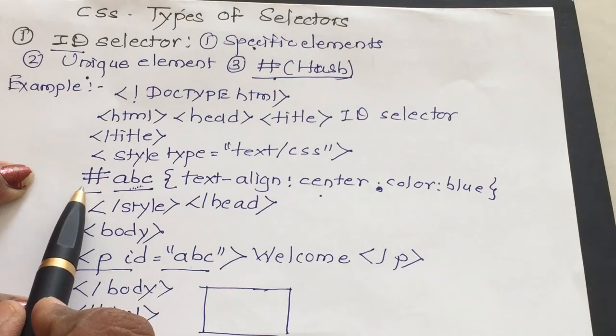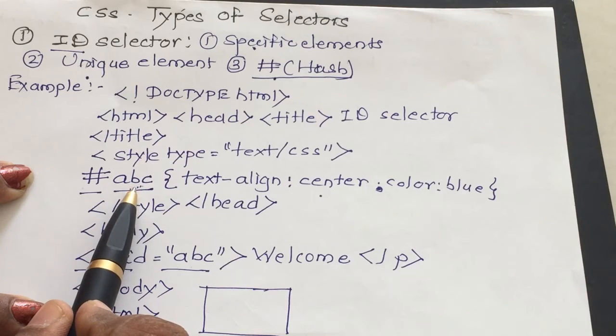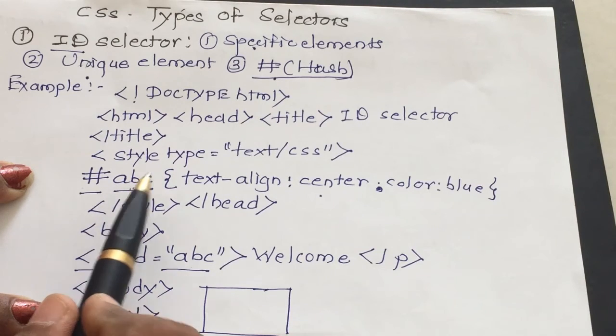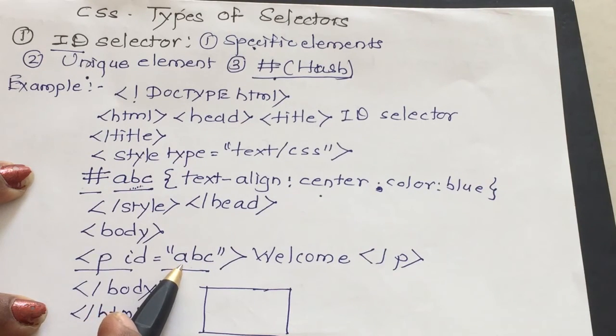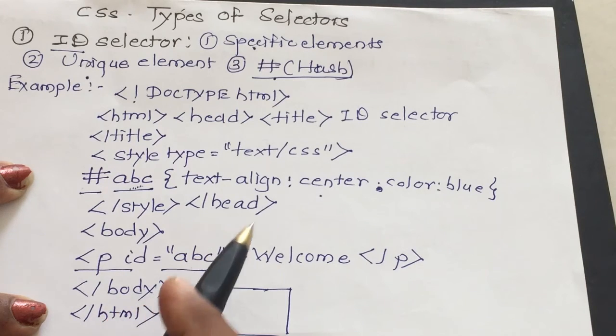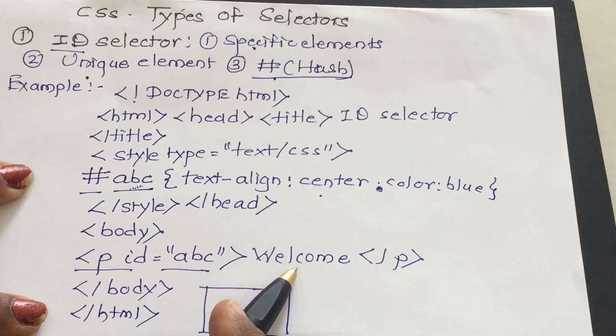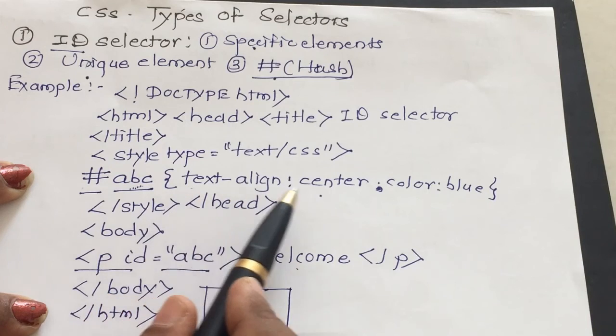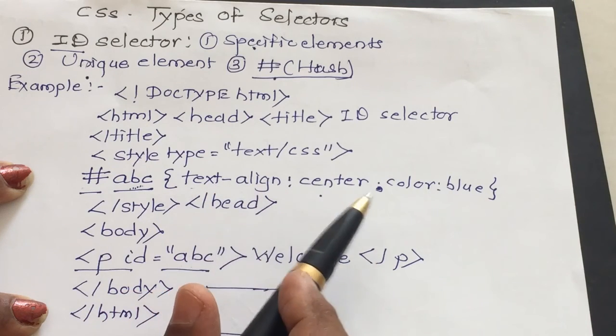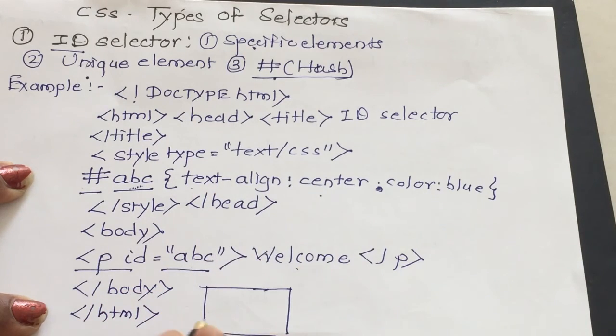First it will identify the hash sign and the name of the ID. Then it finds the name in your program. So here ABC, the welcome text is given. For the welcome text, whatever properties are given, that is alignment center and the color blue. So your welcome text will be aligned to the center of your first line, the top line, and the color for this welcome will be blue. So this is the way to define the ID selector.